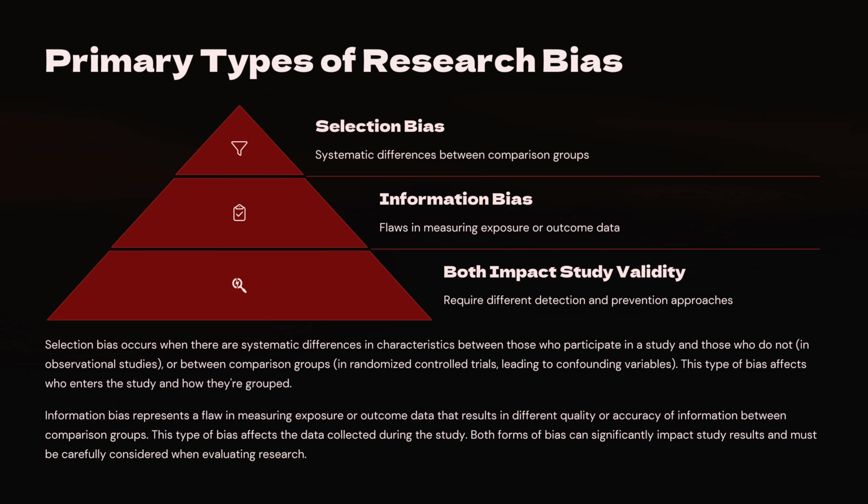Versus information bias, which is some sort of flaw or limitation in how you measure exposure or outcome data. Okay, and this bias affects the data collected during the study. So both impact study validity and require different detection and prevention approaches.